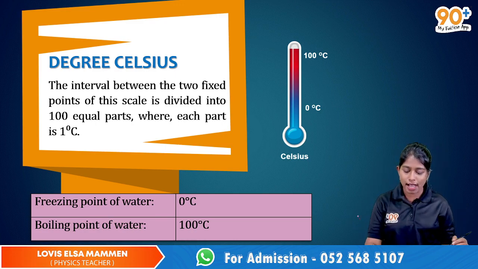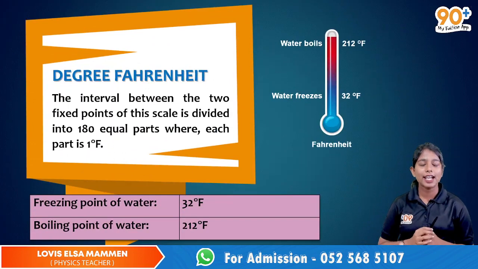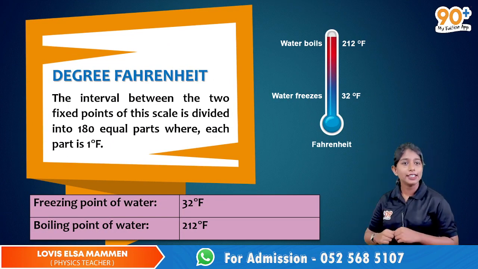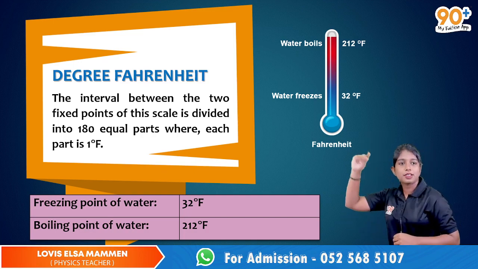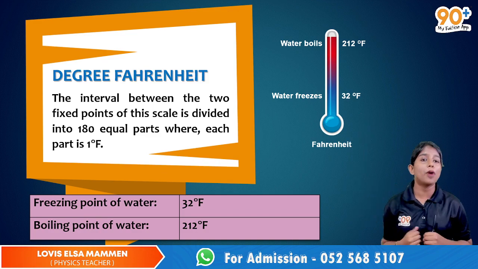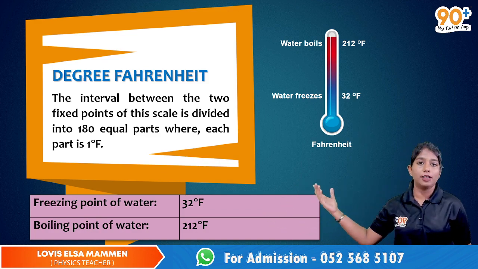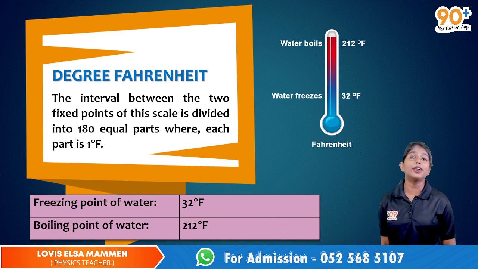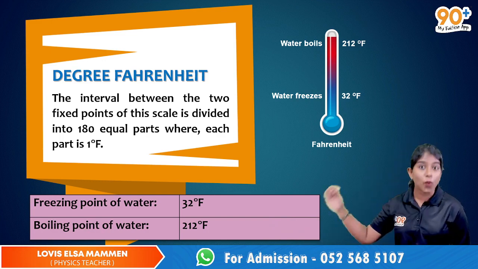Okay, so then comes the degree Fahrenheit scale. So here is a Fahrenheit scale. Here you can see that water freezes at 32 degrees Fahrenheit and water boils at 212 degrees Fahrenheit. So these will be the upper and the lower points. The freezing point of water is 32 degrees Fahrenheit. The boiling point of water is 212 degrees Fahrenheit. So this Fahrenheit scale is divided into 180 equal parts and each part will be 1 degree Fahrenheit.